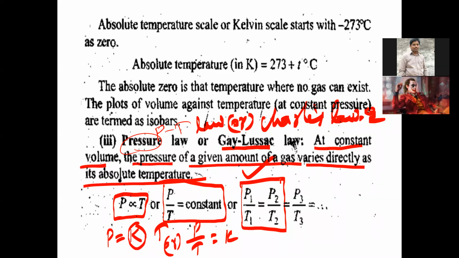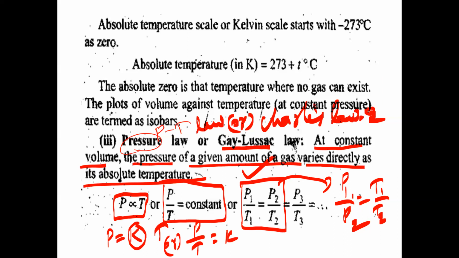How do we write the same equation differently? Taking P to this side, P1 by P2 is equal to T1 by T2. So P1 by P2 is equal to T1 by T2, which means pressure is directly proportional to temperature. This is called Gay-Lussac's law. Is that clear? Take a screenshot of this.